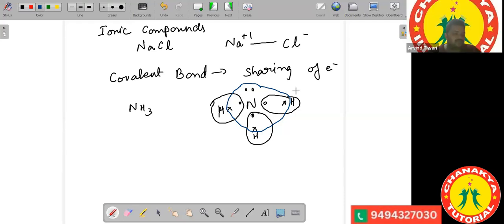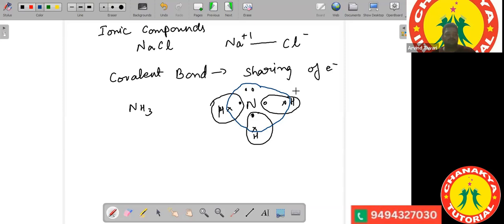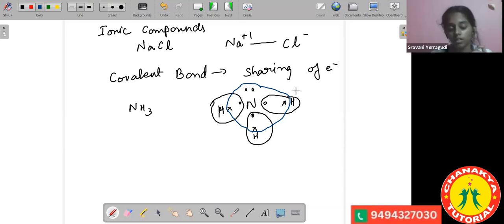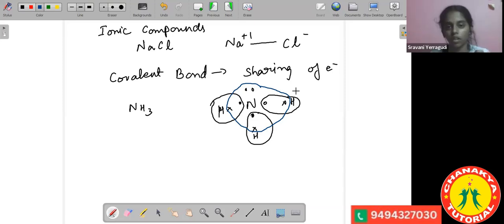Sir, in what circumstances do atoms have to share their electrons, and in what circumstances do they have to give out the electrons? How is bonding and sharing of electrons different from giving out the electrons completely?